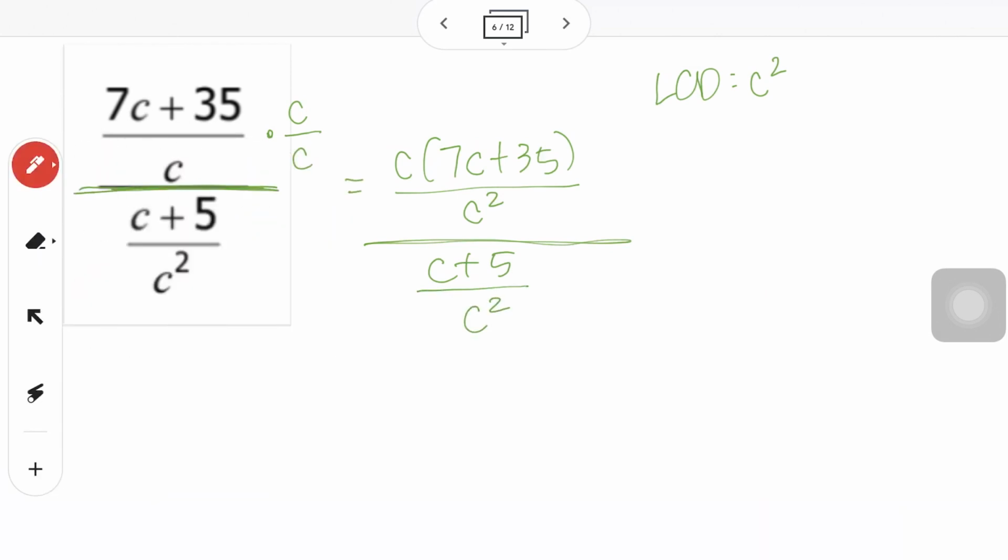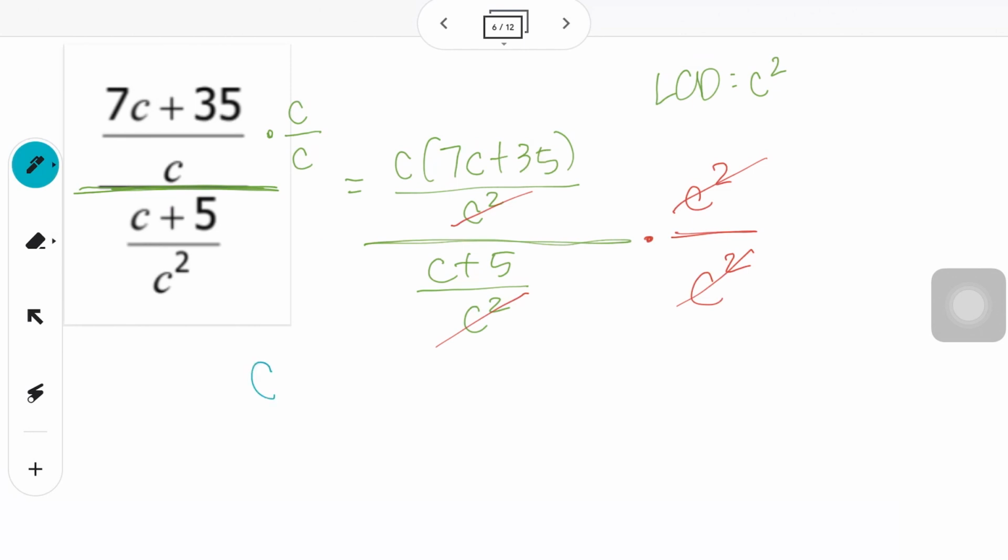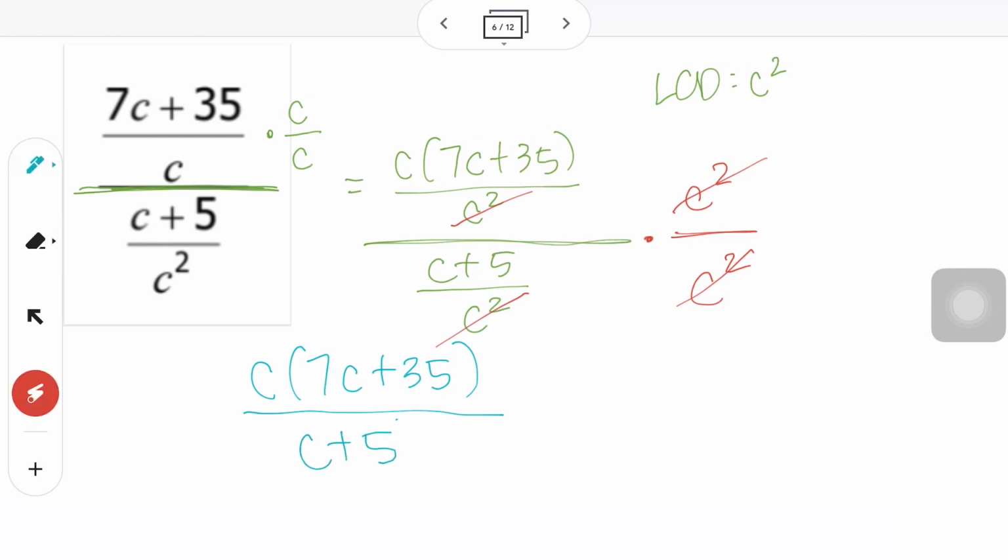And again, then we want to cancel that out. So now I switch to multiplying my big fraction by c squared over c squared. These will cancel, and I am left with c times 7c plus 35 over c plus 5. When you get to this point, you can distribute this c through if you want to, but if I'm going to be able to simplify this, I need to factor it completely.